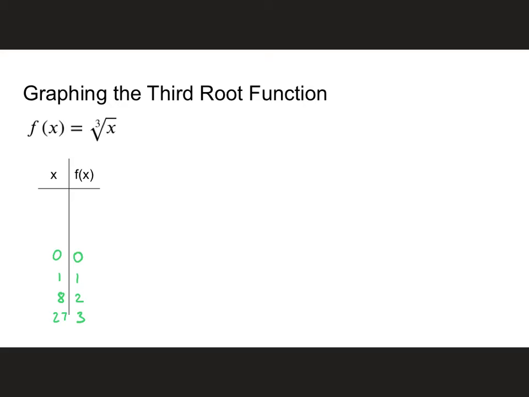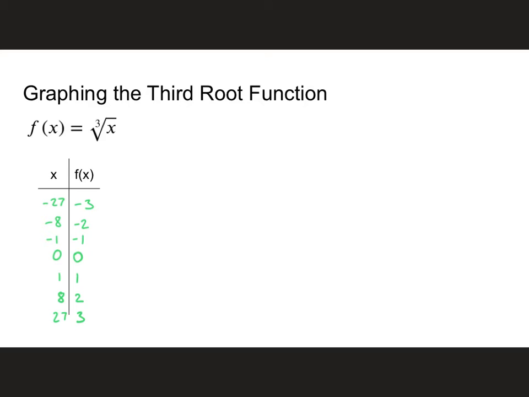But the one thing you can't forget is that we can actually take cubed roots of negative numbers as well. So we can take the cubed root of, say, -1. The cubed root of -1 equals -1. And -8, the cubed root of -8 is -2. And -27, the cubed root of -27 is -3. This gives me a lot better and a larger table of values.